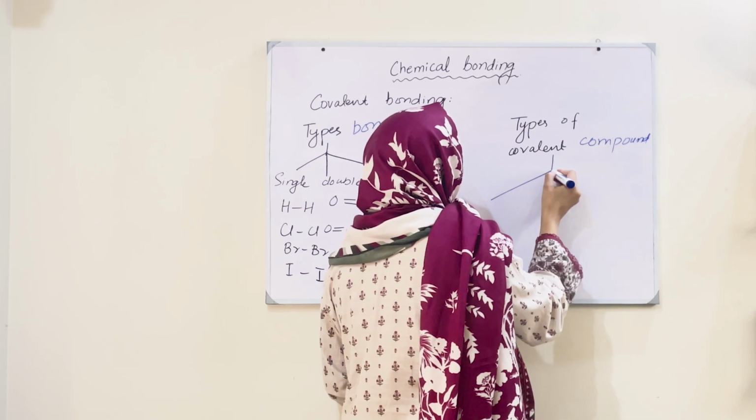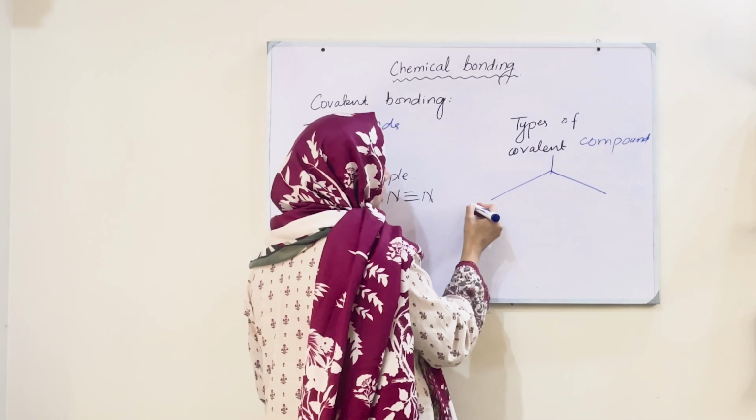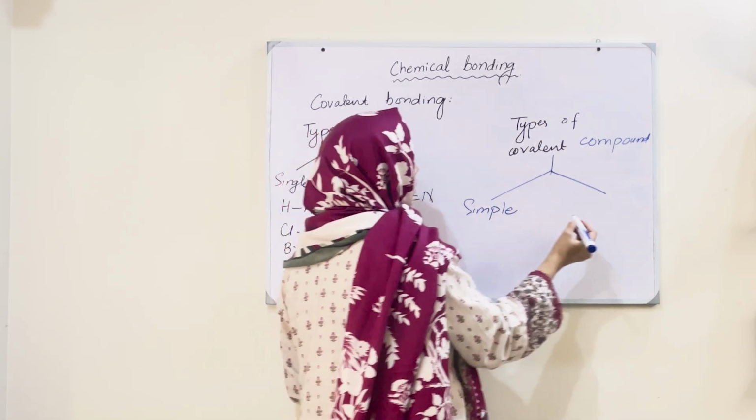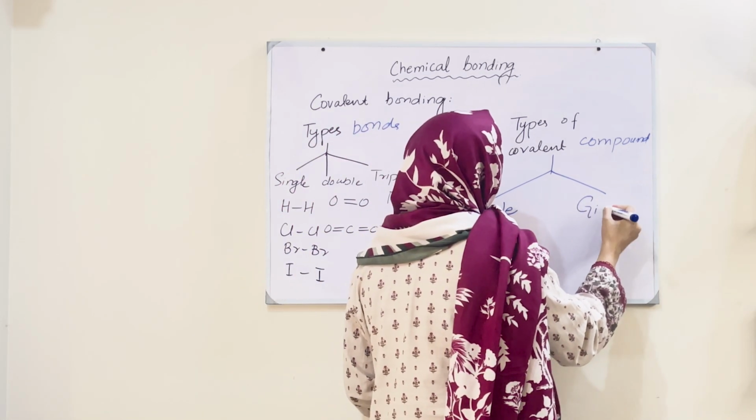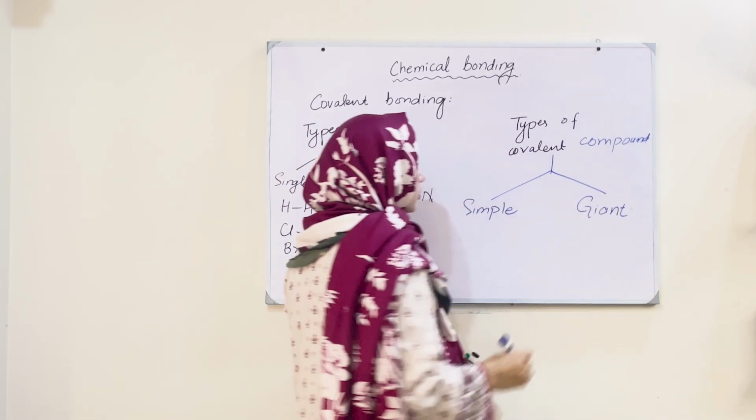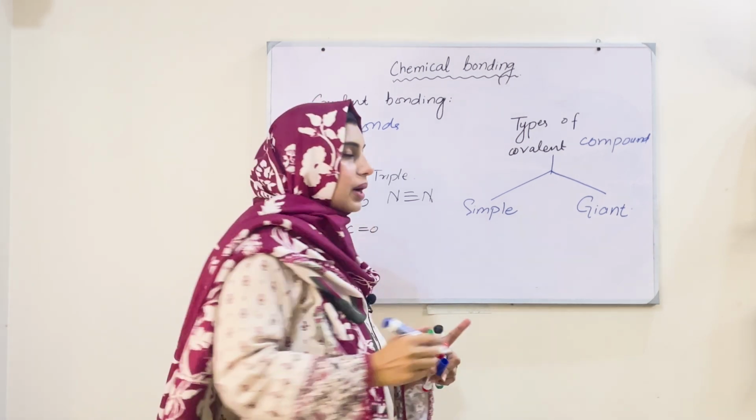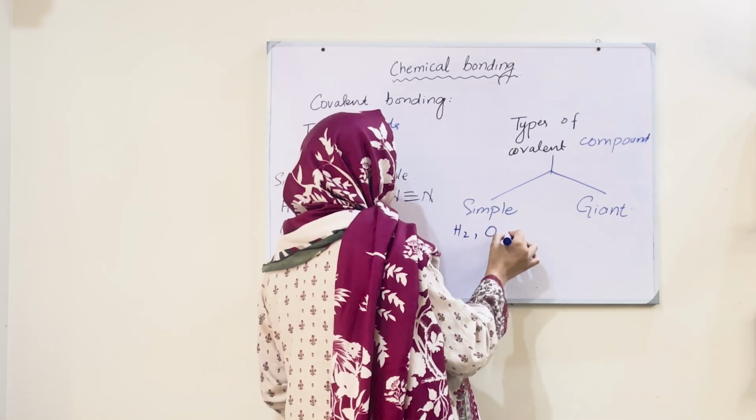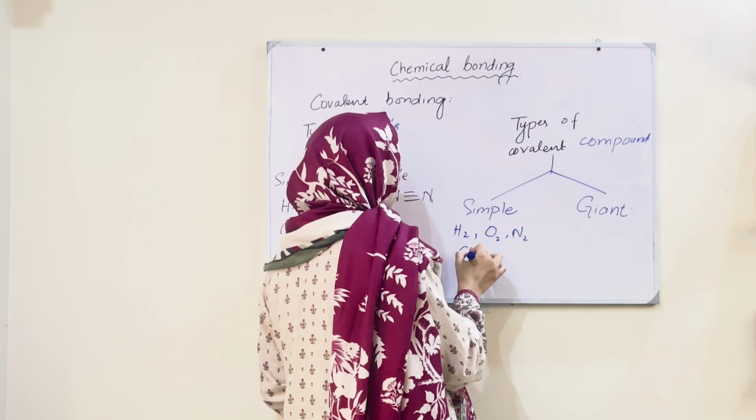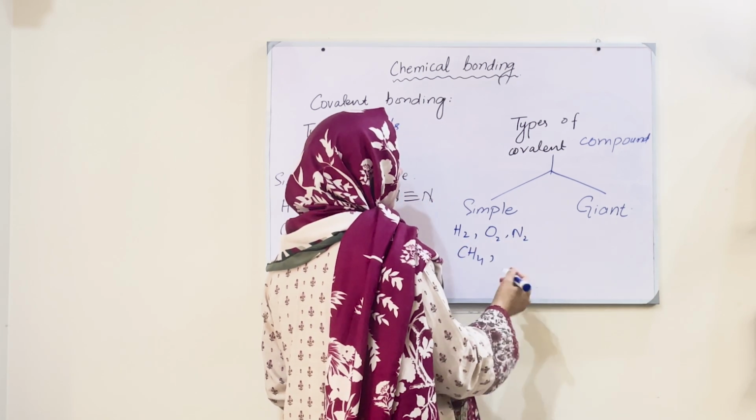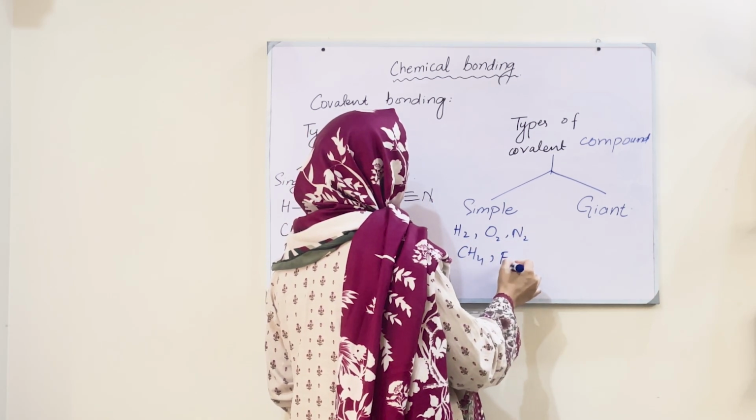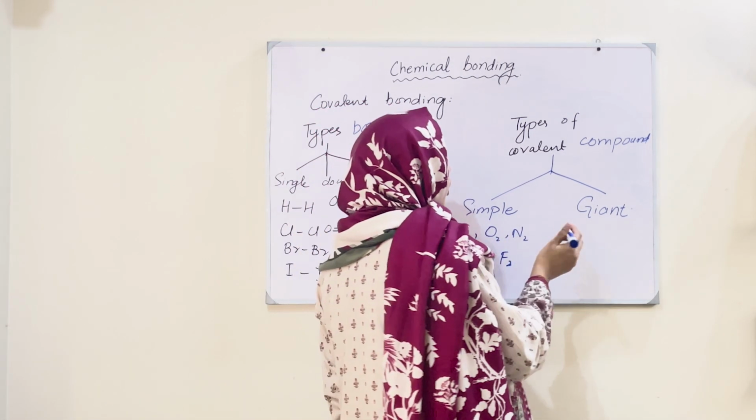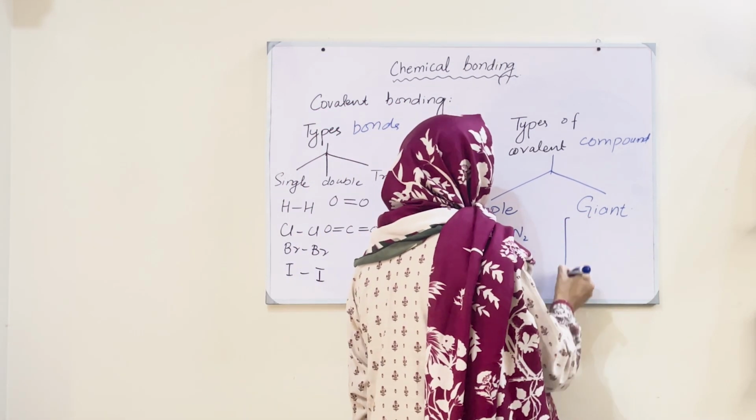So we have two types of covalent compounds: simple covalent compounds and giant covalent compounds. In simple covalent compounds, we have hydrogen, oxygen, nitrogen, CH4 (methane), fluorine gas, and so much more.